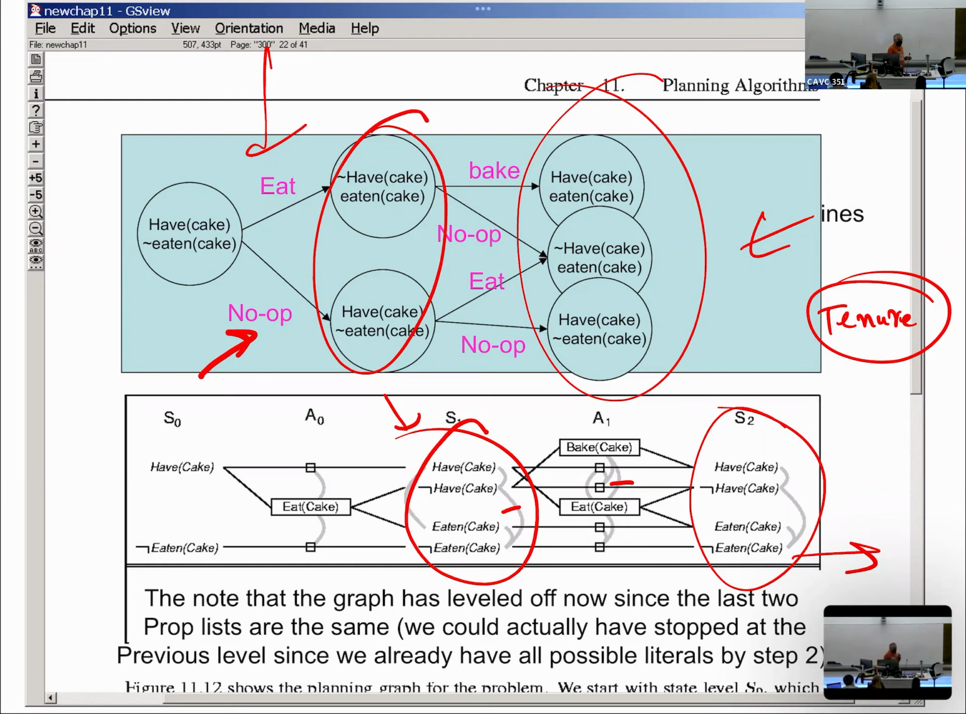Max won't work if there are negative interactions. If one goal is P, and that can be reached in one step, and another goal is not P, that can be reached in another one step, there is no number of levels that you can go where P and not P are both true.